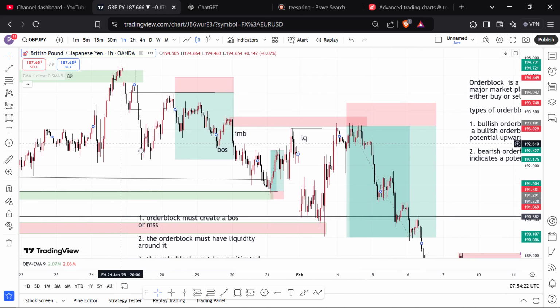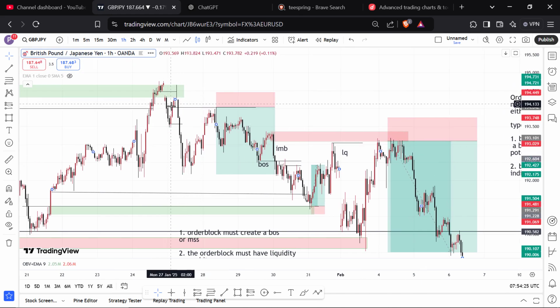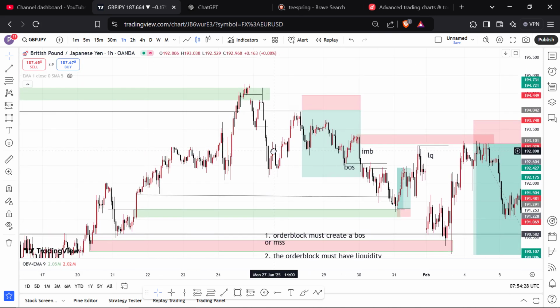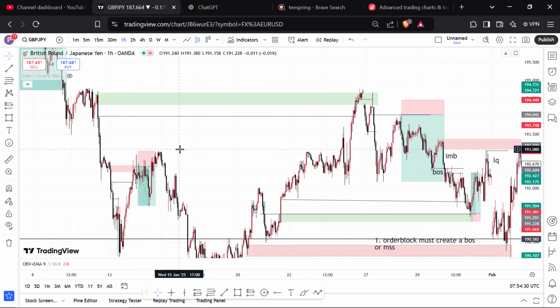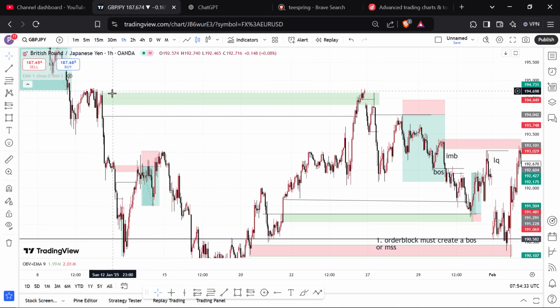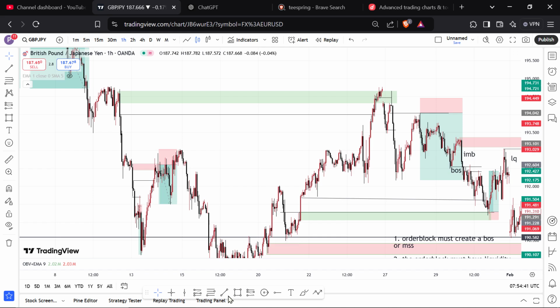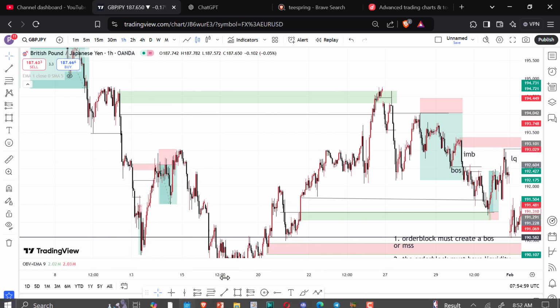Now let's look at this level here again. You may not understand why I picked this level. This level is from somewhere here, you can see from here. Now, the order block must create a break of structure. Do we have a break of structure? Yes, we have a break of structure here. That's a break of structure. The order block has not been mitigated. So here, I can take it as my inducement, as my liquidity. You can see liquidity here, liquidity everywhere. So let's take this level as liquidity.